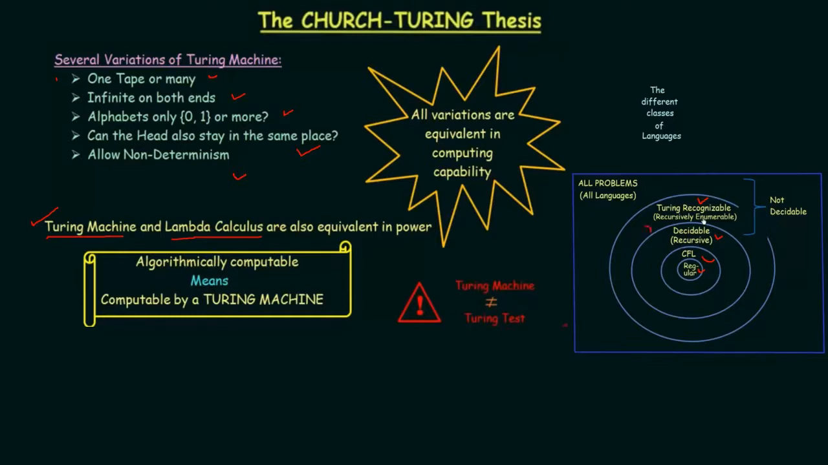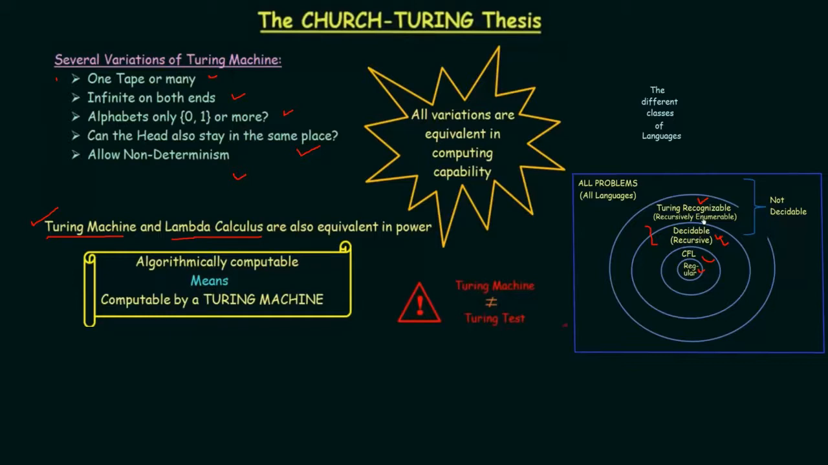In decidable, if a string is accepted by the Turing machine, it will halt. If it is rejected, if we pass a string that doesn't belong to the language and will not get accepted by the Turing machine, it will reject it and halt. That will be for a decidable language.